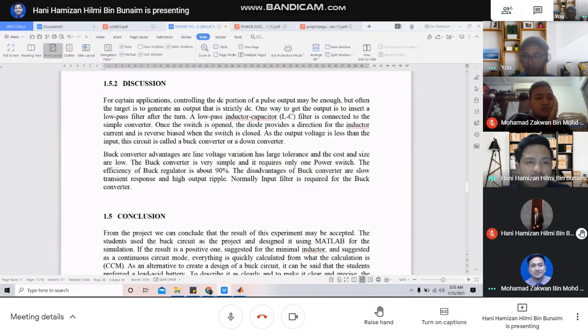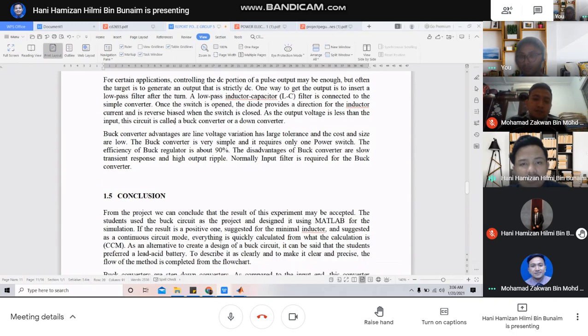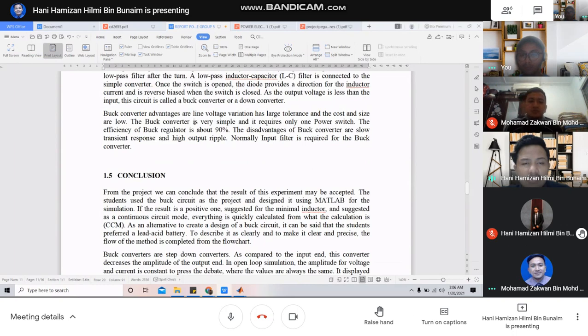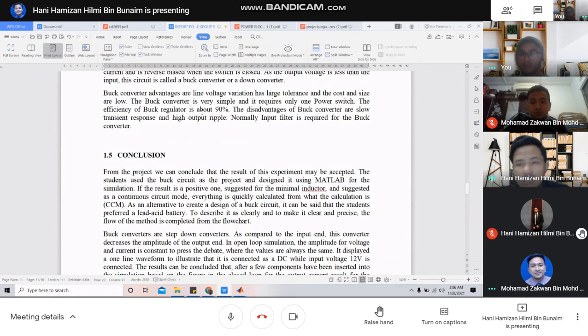For certain applications, controlling the DC portion of a pulse output may be enough, but often the target is to generate an output that is strictly DC. One way to get this output is to insert a low-pass filter after the switch. A low-pass inductor capacitor LC filter is connected to the simple converter. Once the switch is open, the diode provides a direction for the inductor current and is reverse biased when the switch is closed. As the output voltage is less than the input, this circuit is called a buck converter or down converter.